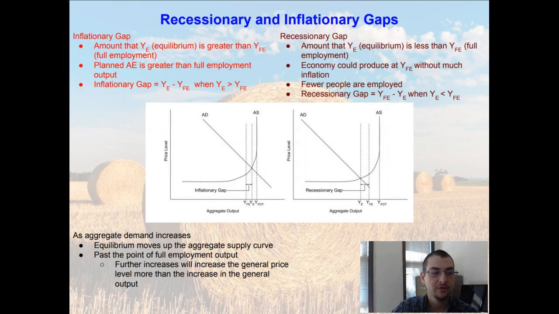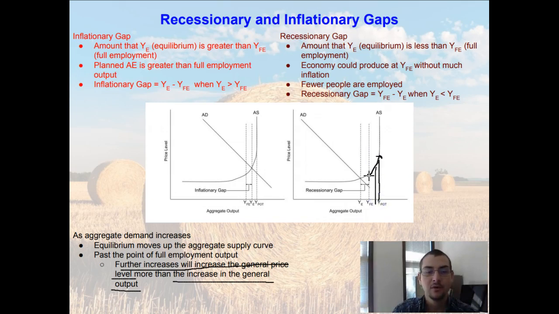So one last final note. As aggregate demand increases, we see that equilibrium will move up the supply curve. We have a movement along the supply curve as aggregate demand shifts. So past the point of full employment output, we see further increases in the general price level, and that increase in the general price level is going to increase more than the general output. So once we get past this full employment aspect, we're going to see price levels continuously increase, and they're increasing at a faster rate than what output is increasing.